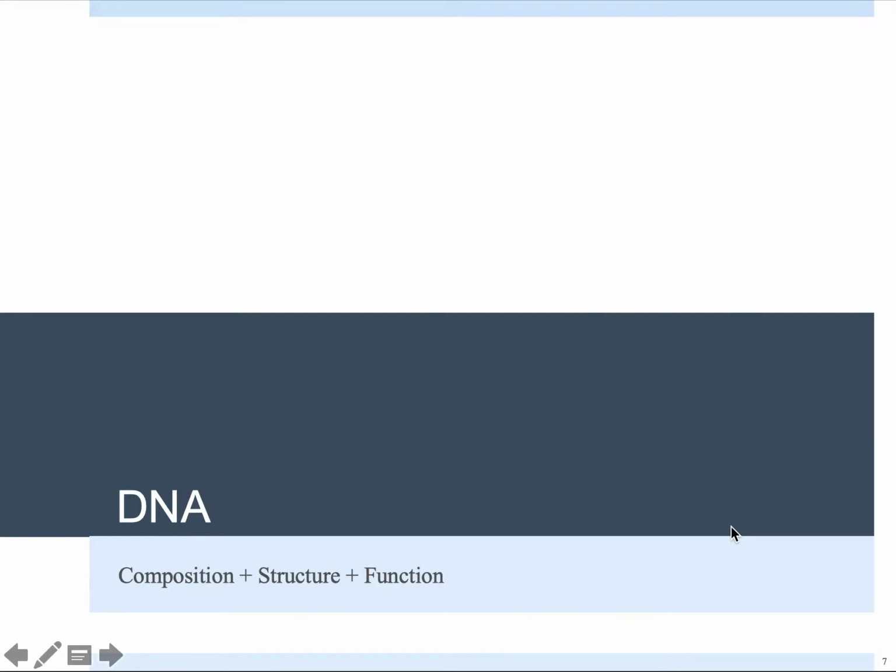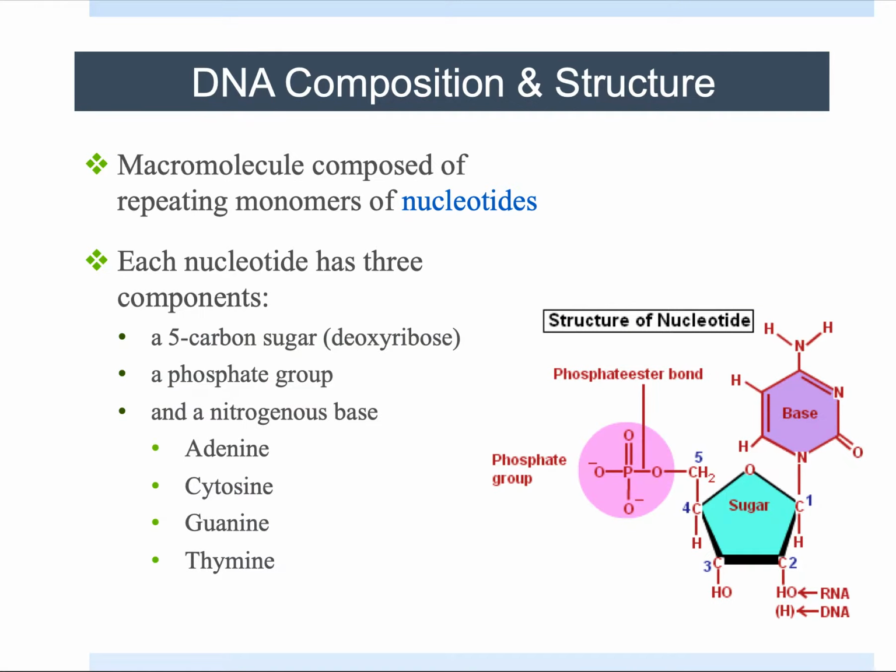If you look at DNA structure, DNA is composed of nucleotides. DNA is a macromolecule. It's made up of nucleotides, which are the monomers. And each nucleotide is made up of these 3 components. A nucleotide is made up of a 5-carbon sugar, a phosphate group, and a nitrogenous base.